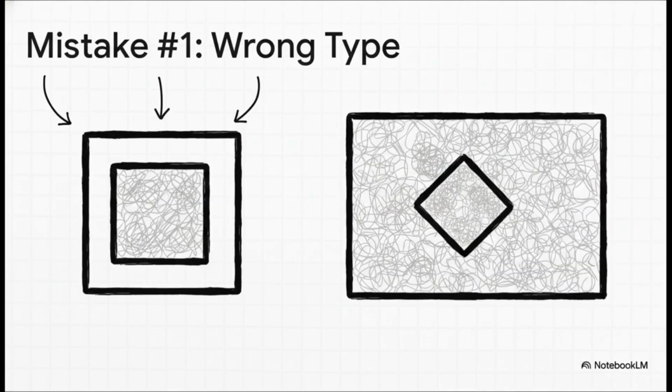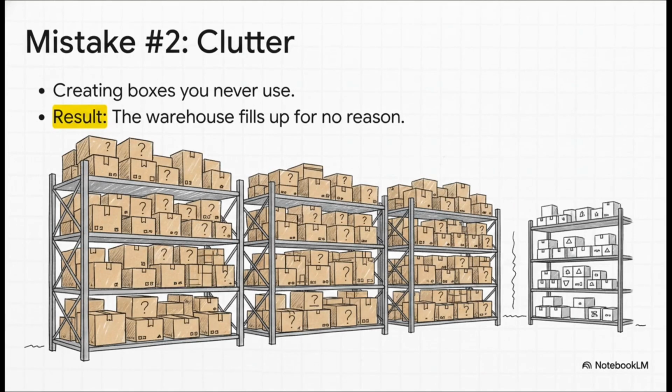All right, mistake number 1, using the wrong tool for the job, or in our case, the wrong box. A classic example is storing a simple number inside a text box. Not only is that box way bigger and bulkier than it needs to be, which wastes space, but it can cause all sorts of weird bugs later when your code tries to do math with something it thinks is just text.